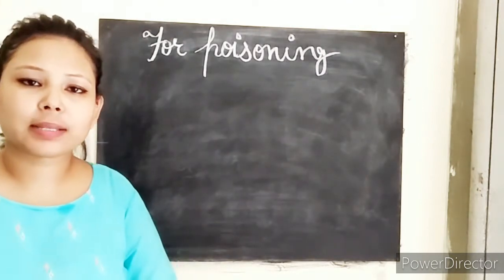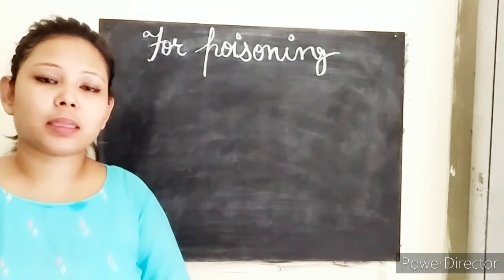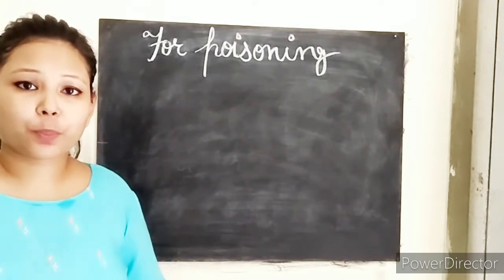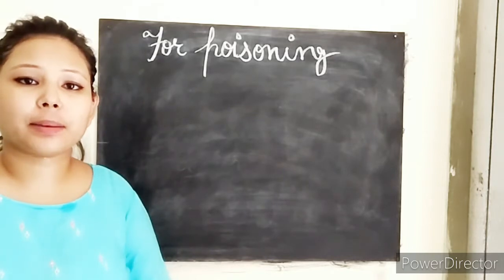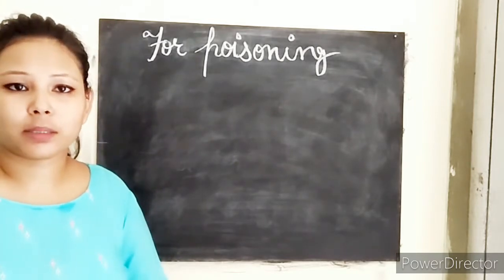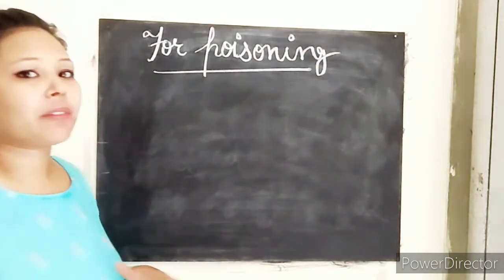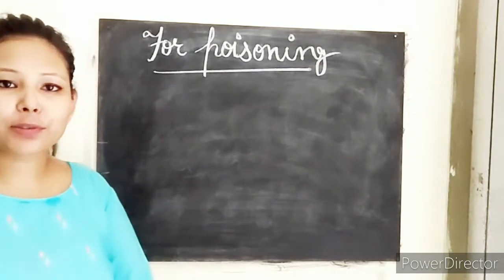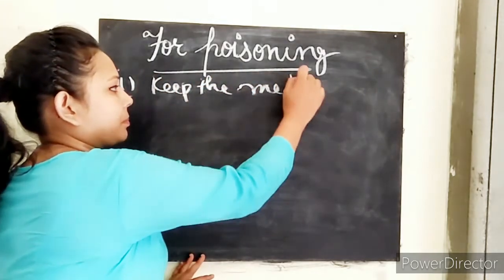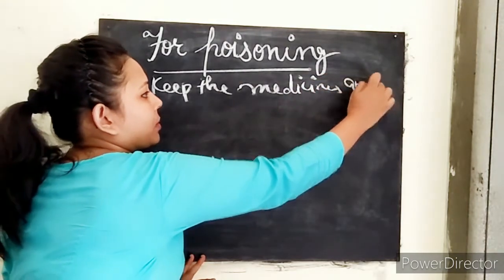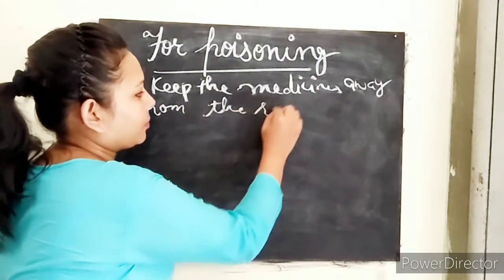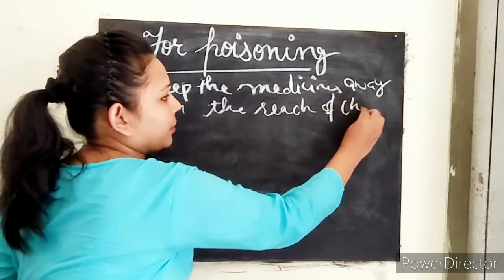Students, we have a lot of things in our house that contain poison, for example detergent, naphthalene balls, nail polish, paint. These contain poisonous or harmful chemicals which we should avoid eating. For poisoning, we have some rules that we should follow. The first rule, keep the medicines away from the reach of children.